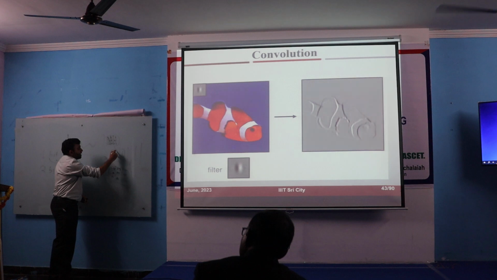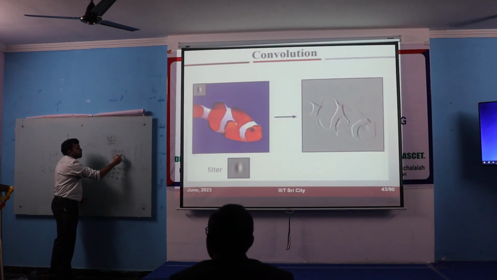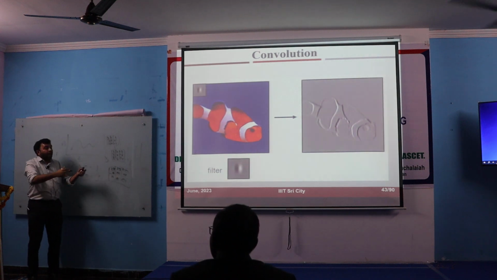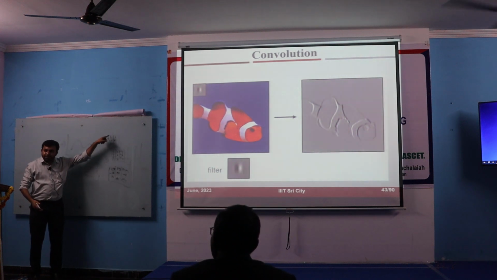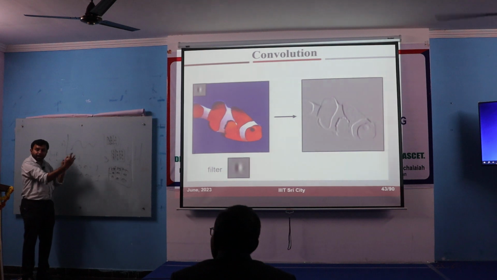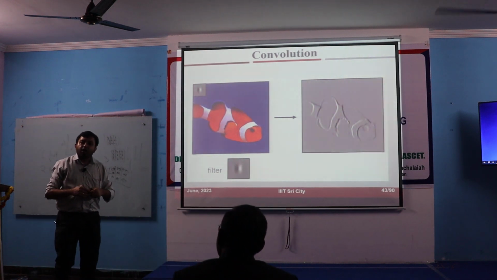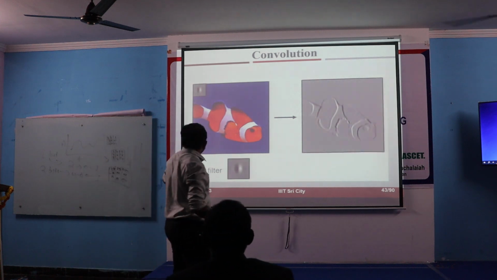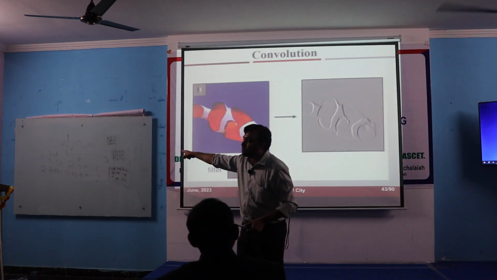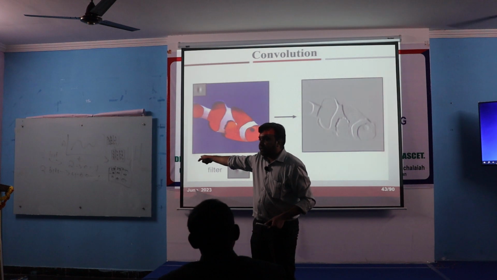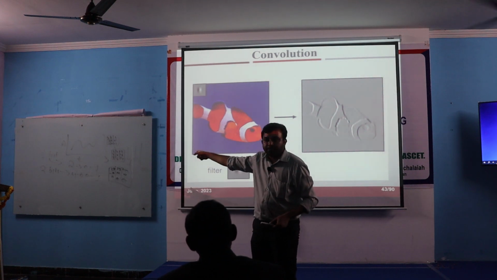In the same way, if I use another kernel, I can detect the edges in this direction because it will subtract this. So this way I can have different types of such kernels. So this is an example of a high pass filter, because it will detect edges.